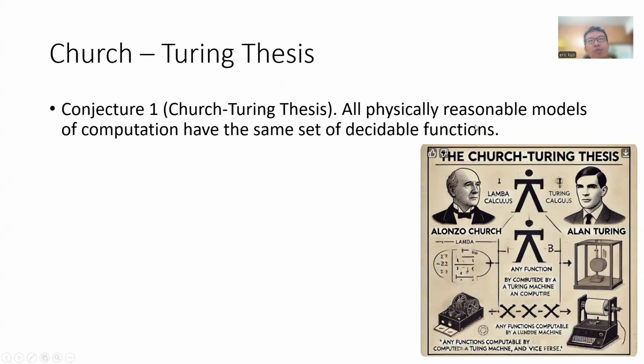Notice that the Church-Turing thesis only says computable. It says they have the same set of decidable functions, so this statement doesn't talk about time. It doesn't care about time complexity. You only care about whether this function is computable. Computable means that given a language L, there is an algorithm that decides it. If you change your computational model, the set of languages that you can decide is fixed, no matter what kind of computer in this universe.